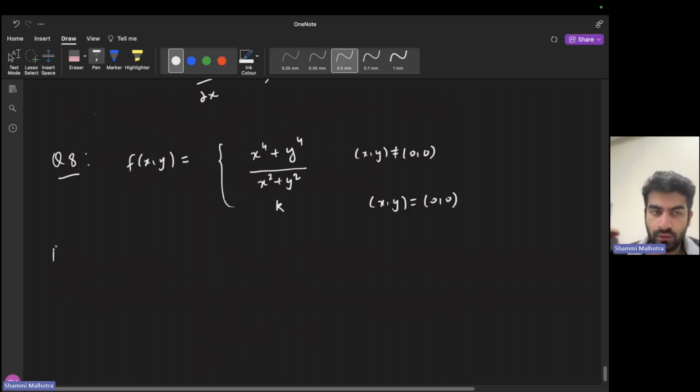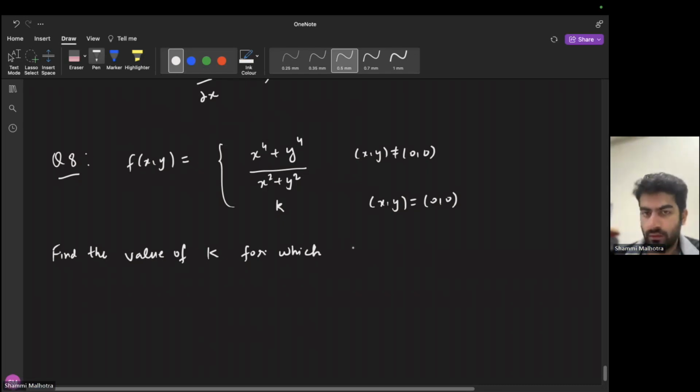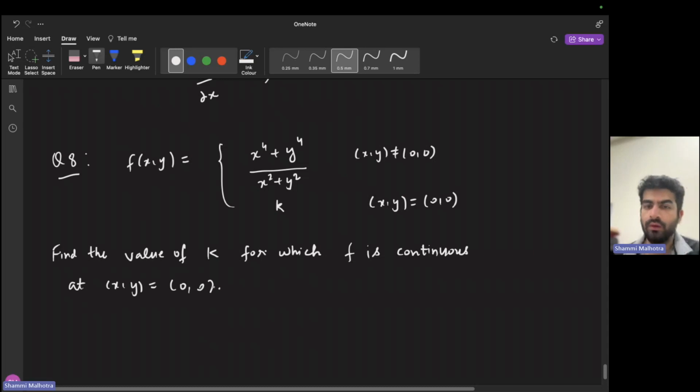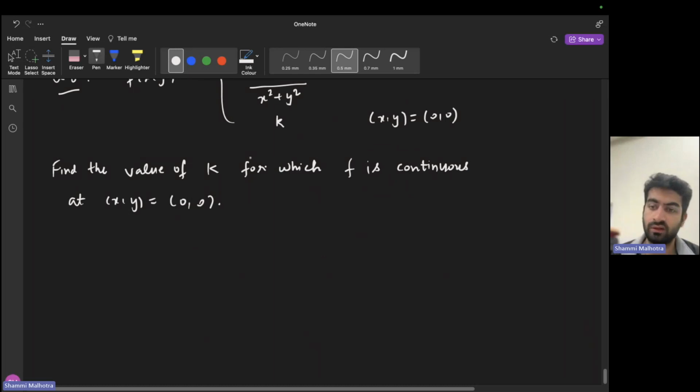So what I would like to do is find the value of k for which f turns out to be continuous at point (0, 0). Okay, so we'd like to find the values of k for which this function turns out to be continuous. To see how a function is continuous, let us recall the definition.